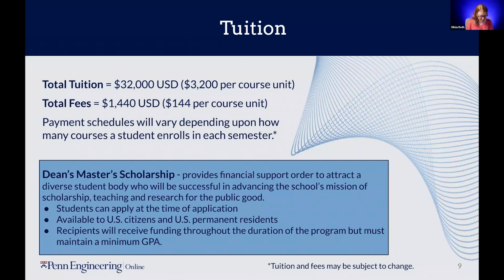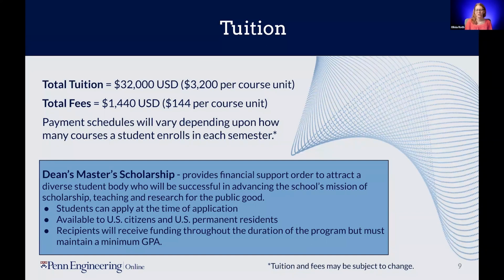Okay, great. Let's talk about money. So this is the tuition, everybody's big question. How much does it cost? We're really proud of our affordable pricing for this degree. It costs $3,200 per course unit, and there are 10 course units required. So $32,000 is the total tuition cost.